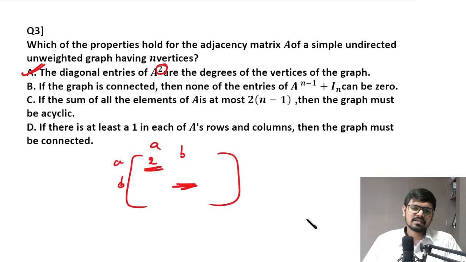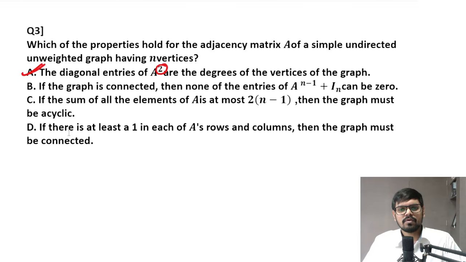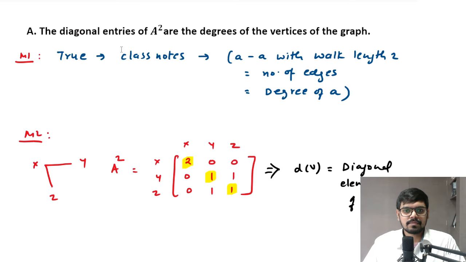Explain in the class, till I am giving you the reasoning for the simple reason that you get a revision. But I hope this part is pretty much clear. And you can also verify with the example. If you do not remember the class notes, that A with walk length 2 is actually nothing but number of edges, and that is nothing but degree of the vertex. But if you do not remember, then you can any day take examples and verify.